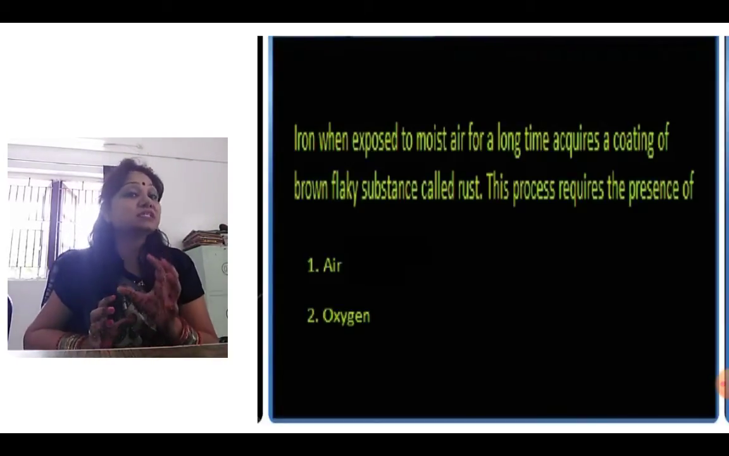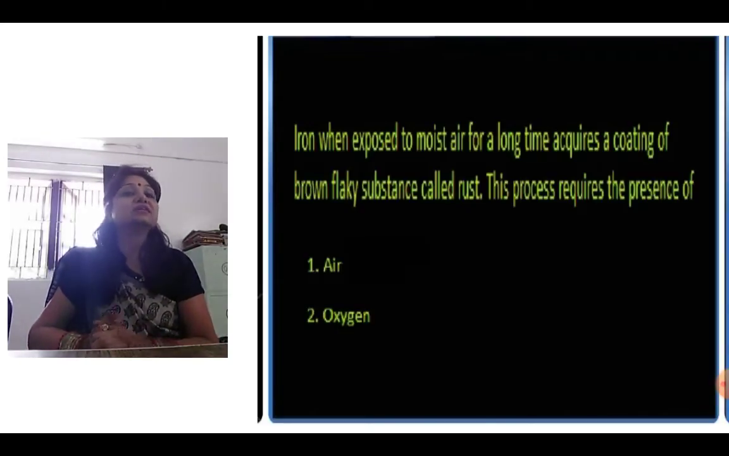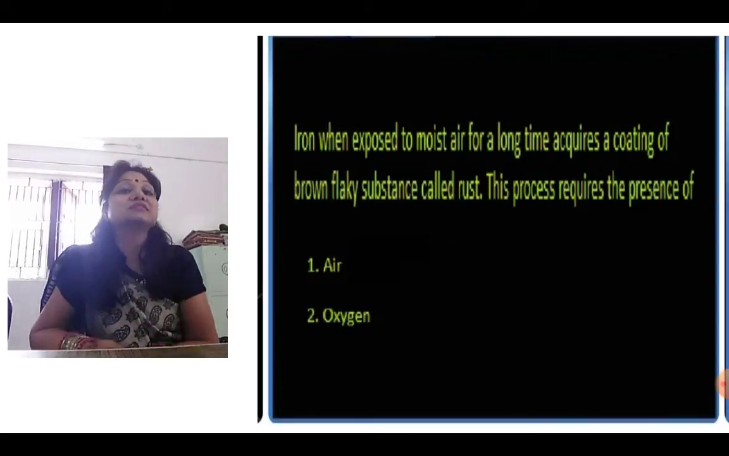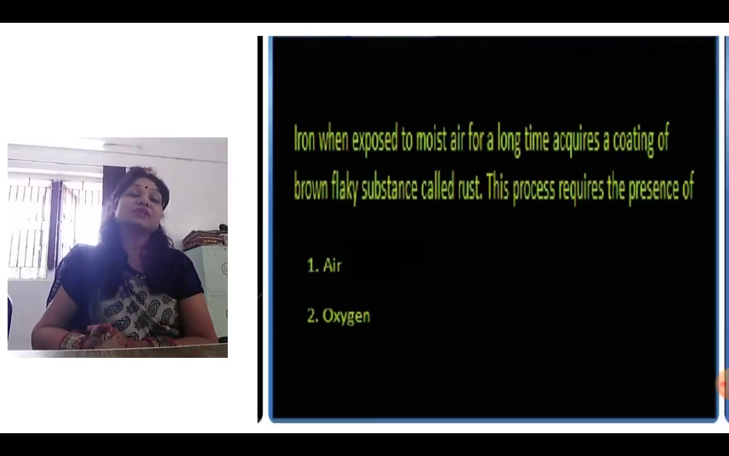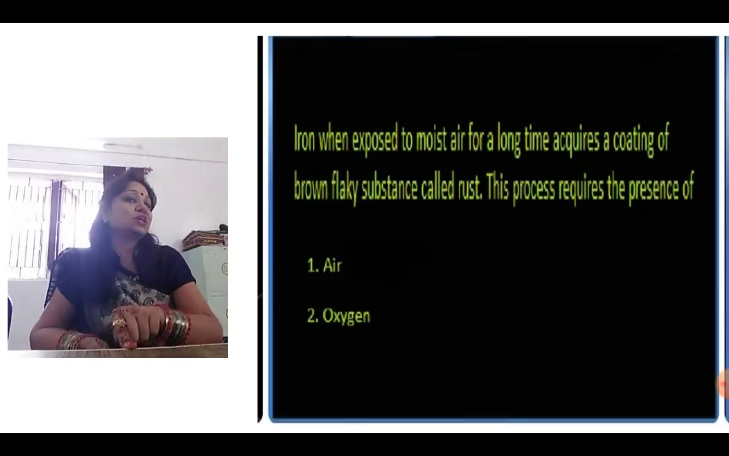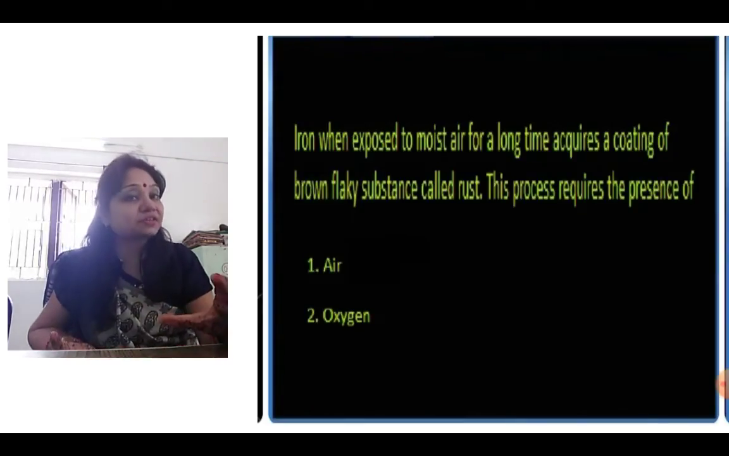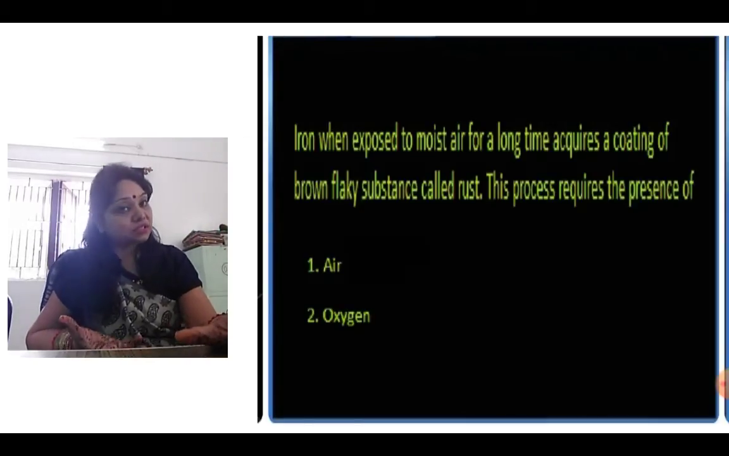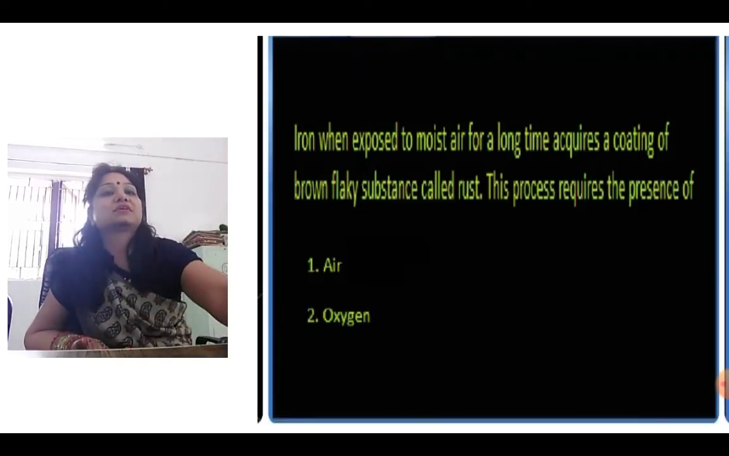You must have seen this on the objects in your house, the metallic iron ones. So that is rust. Now you can answer if you see it around your house. You can tell your adults, this is rust and these are the conditions for it. The process of rusting requires two things: air, that is oxygen, as well as moisture.